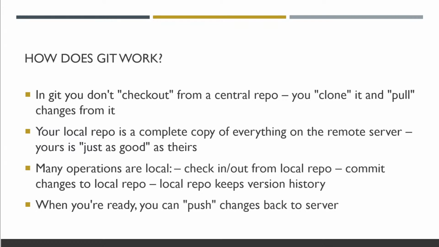And so most of the operations that we'll do in Git are local. They're done on your machine. So we can make a bunch of changes locally without having to do a push. We do some checking in and checking out from the local repo. We can do some commit changes. We can do various other things. And our local repo keeps a version history. Then when we push our local repo's version history to the server's version history, it merges them together, which is why we call it a merge, and puts them into one thing.